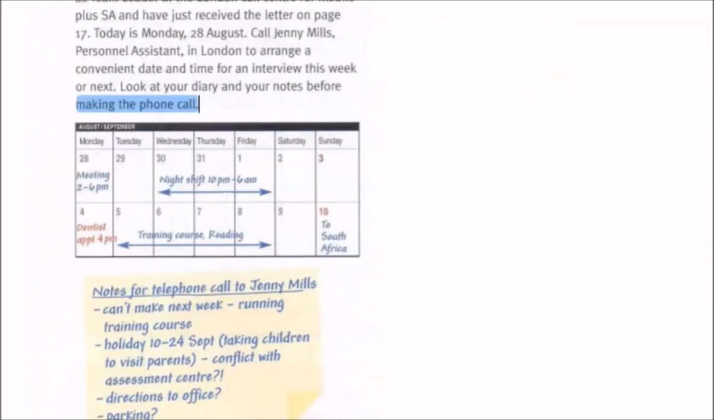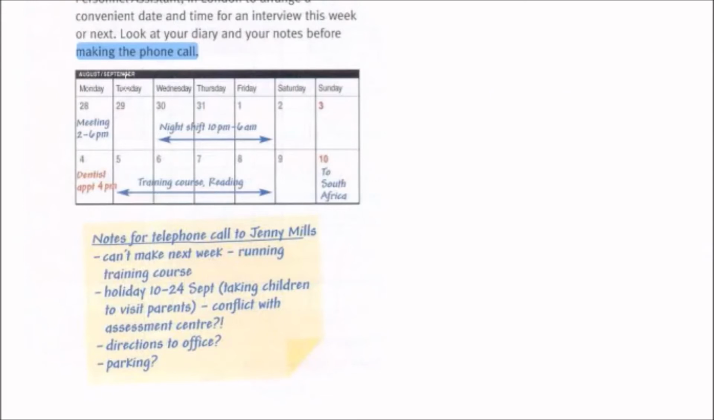Look at your diary. August, September. Monday the 28th, meeting from 2 to 6 p.m. Tuesday the 29th, you are free. Wednesday the 30th, you are doing night shift from 10 p.m. to 6 a.m. Night shift, o turno da noite, das 10 da noite às 6 da manhã. On Wednesday the 30th, Thursday the 31st, and Friday the 1st of September. Saturday and Sunday, you are free, of course.